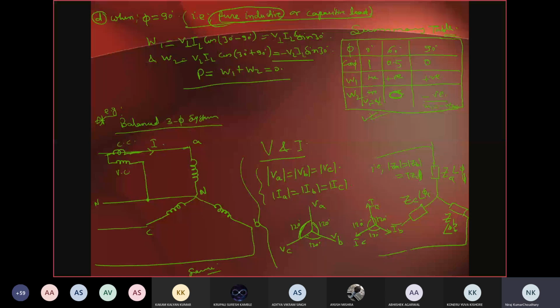This is IB. So the reading of the wattmeter will give you the total power in a single phase. That is phase A, right? So if you multiply the reading of this wattmeter by 3, then it will give you the total power consumed in a 3-phase circuit. But the condition is that the 3-phase system should be balanced in nature.